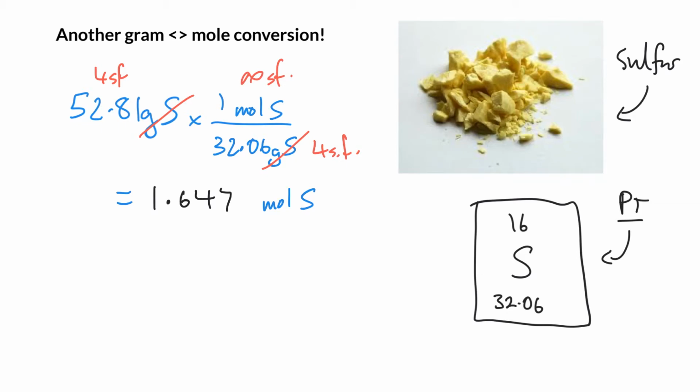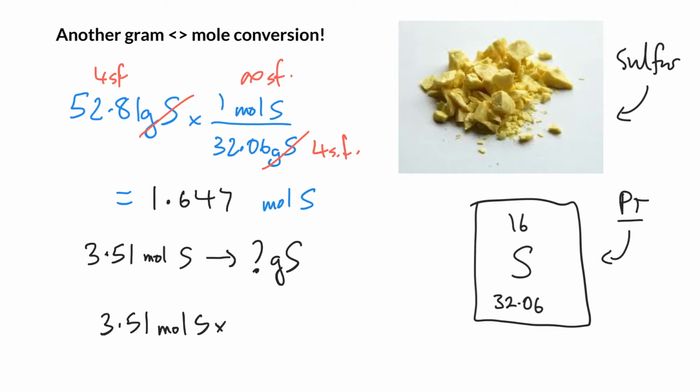But maybe that's not good enough. Maybe I want to say, golly gee, I would really like to burn 3.51 moles of sulfur. And for some reason, I would really like to know how many grams that would be. And we can handle that conversion just the same way. We take what we want to convert, and we just write next to it a conversion factor. And we have 32.06 grams, and we have 1 mole.